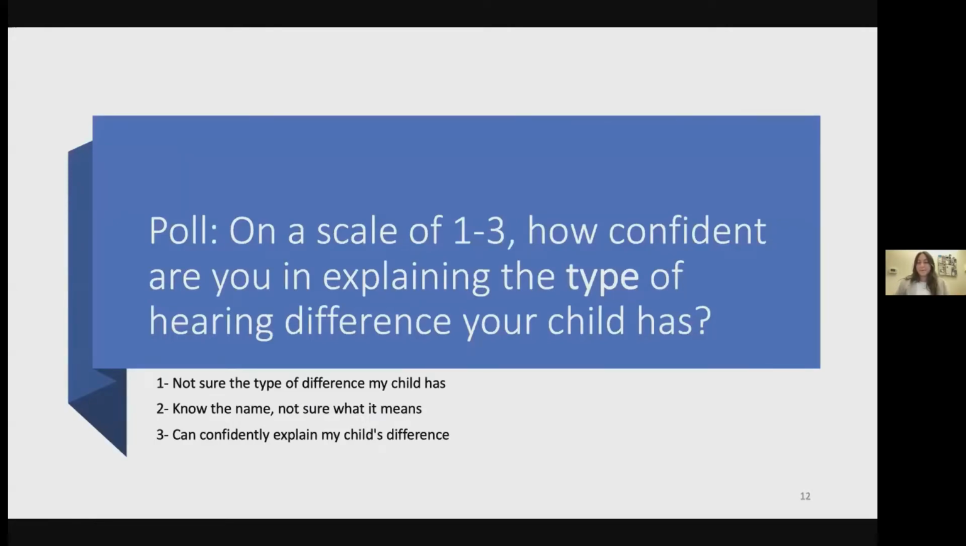So again, when we asked at the beginning of this webinar, on a scale of 1 to 3, how confident were you in explaining the type of hearing differences your child has? About 60%, 60 to 70, or actually 80, up to 80% of you were either in the 1 or 2 category, not exactly sure what type of difference it is, or having some information, but wanting to know more specifically about your child's hearing difference.